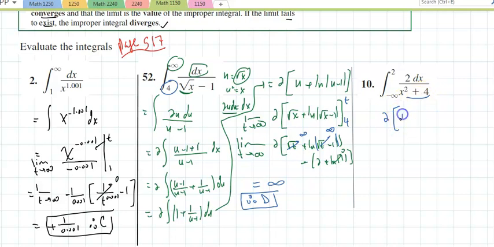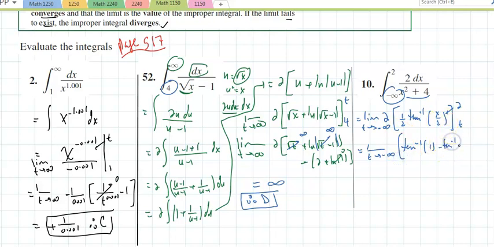Times 1 over 2 the inverse tangent of x over 2. And I'm going to evaluate that from t to 2. But here I'm going to take the limit as t approaches negative infinity. That is the limit as t approaches negative infinity of inverse tangent of 2 over 2, that's a 1, minus inverse tangent of t over 2. That would be a pi over 4 minus.